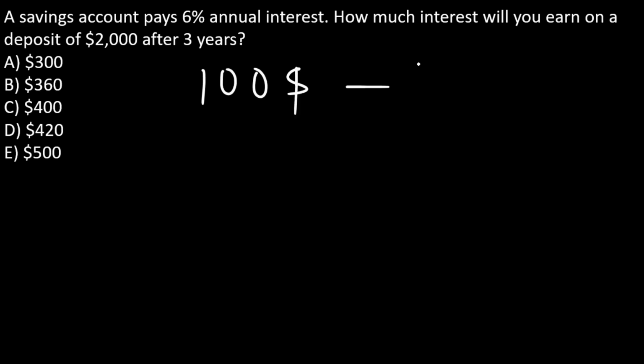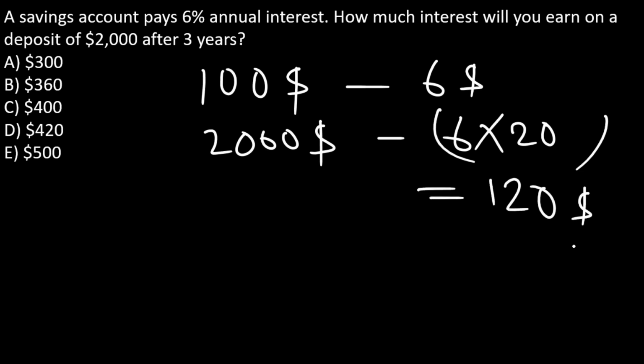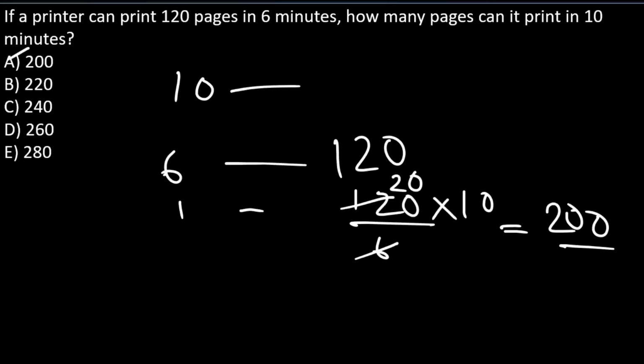Now come to another problem. The savings account pays 6% annual interest. How much interest will you earn on a deposit of $2,000 after 3 years? So for $100 deposit, the annual interest will be $6. So for a $2,000 deposit we multiply 20 times 6, which equals $120 annually. So for 3 years, 3 times 120 equals $360. So the answer will be option B, $360.